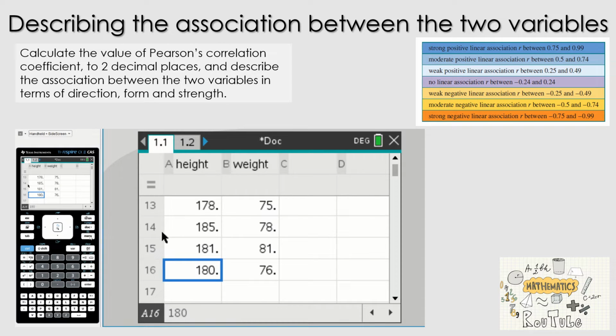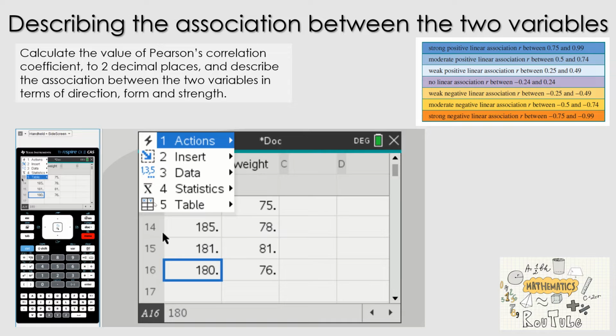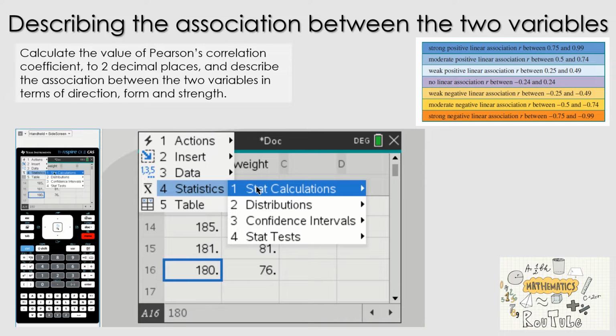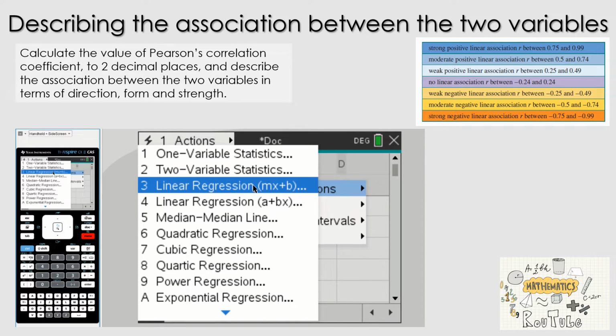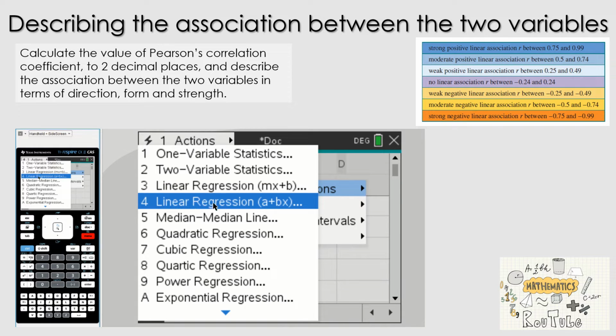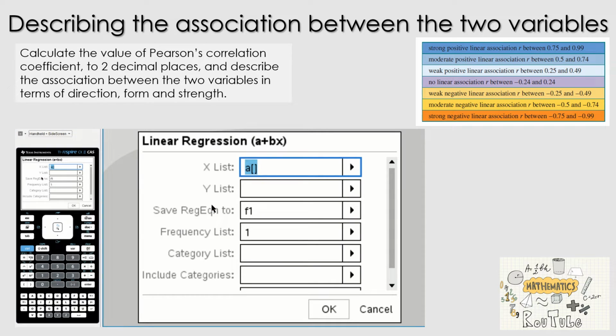And then we need to perform a statistical calculation to find our R value. So we're going to hit menu, then statistics, stat calculation. There's a couple of different ways we can do it in terms of finding our R value. I like to go with the linear regression, a plus bx way, but like I said, there's a couple of different ways. Your X list is your EV, because that goes on your X axis, which is our height. And then your Y is our RV, which is our weight.